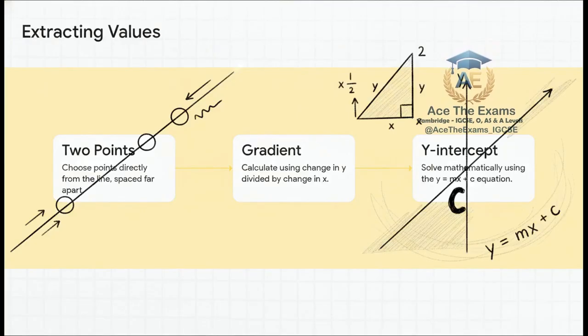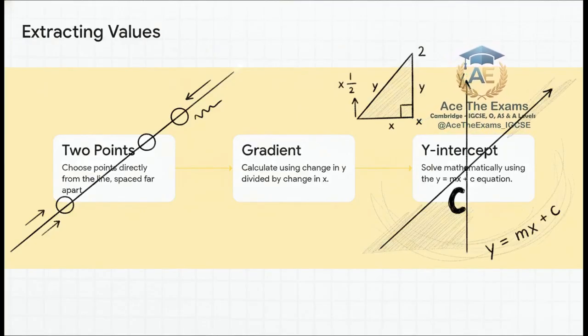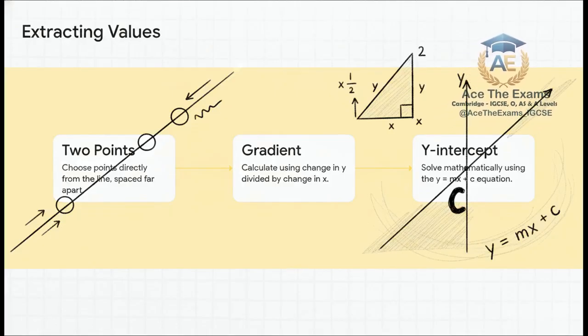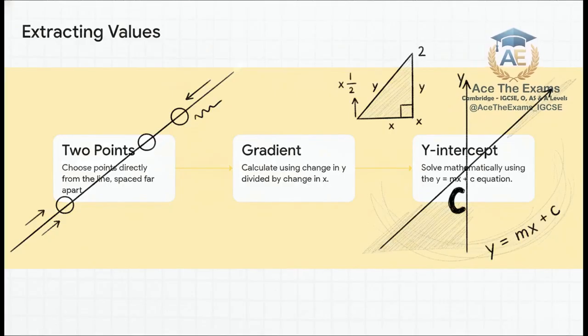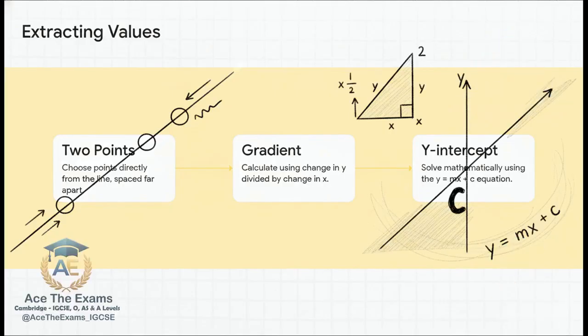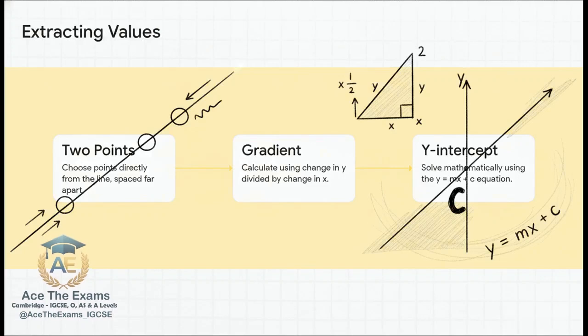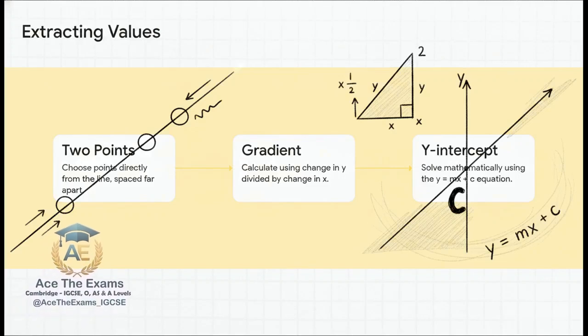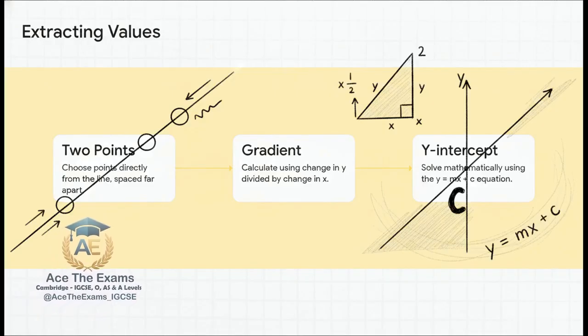Step 1. You must choose 2 points directly from your drawn line. Do not, I repeat, do not, just blindly reuse points from your raw results table. Your line of best fit is an average. Your raw data points probably don't sit perfectly on it, and those 2 points you pick, they must be as far apart as possible, separated by at least half the length of your drawn line. Draw a massive triangle to prove it to the examiner.